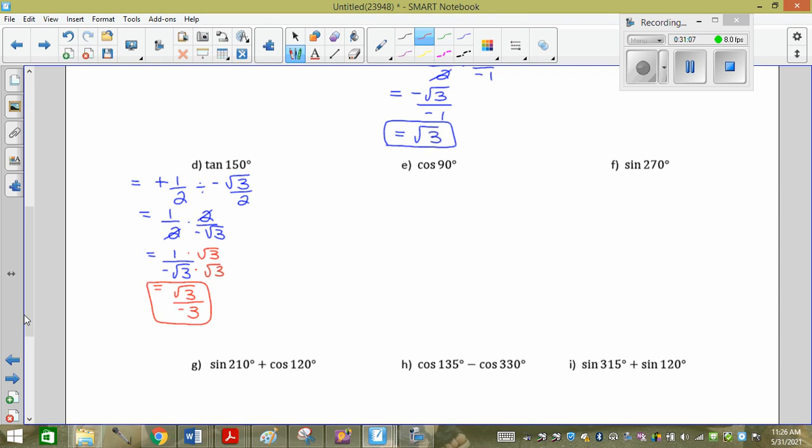Cos of 90. I go to 90 and I pull the x off. At 90, what's my x? 0. Sine 270. I go down to 270 and I pull off my y, which is? Negative 1.